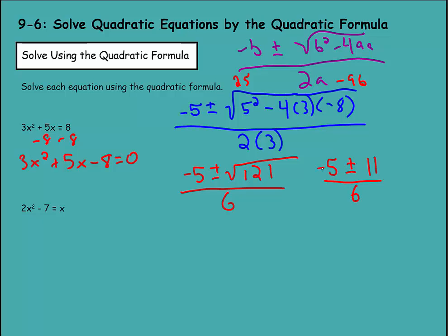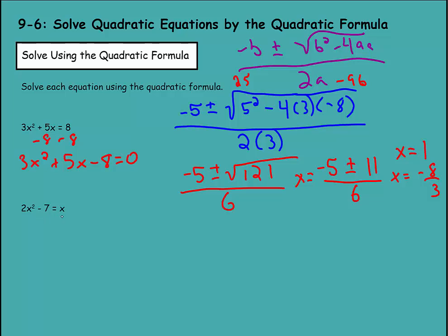And here's where we can get our two answers. Remember, this is x equals this. So when it's plus 11, I'd have negative 5 plus 11 equaling 6, divided by 6 equals 1. So x could equal 1. When it's minus 11, I have negative 5 minus 11 equaling negative 16 over 6, which we can simplify to negative 8 over 3. So x would be negative 8 over 3. So by using that quadratic formula, it took us a few steps, but we figured out the two answers using that formula. Now let's solve this one.